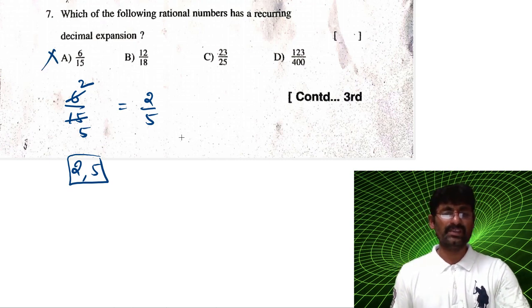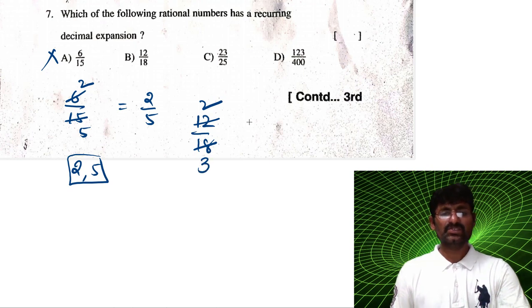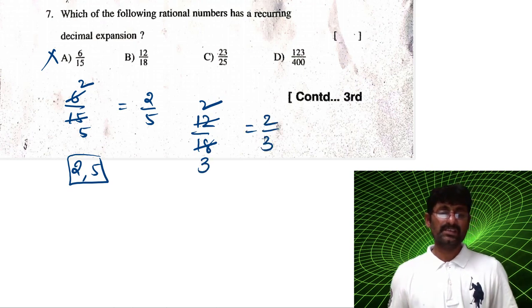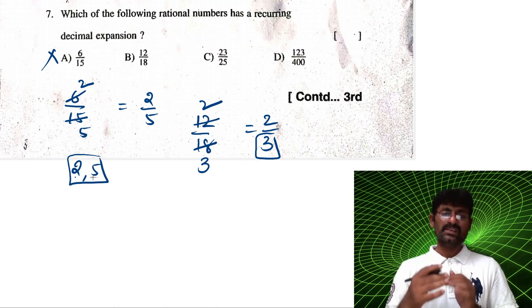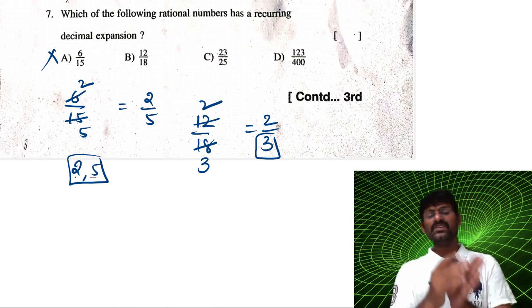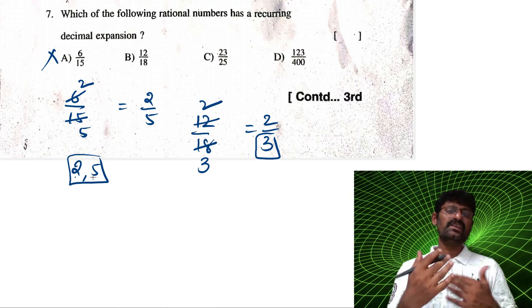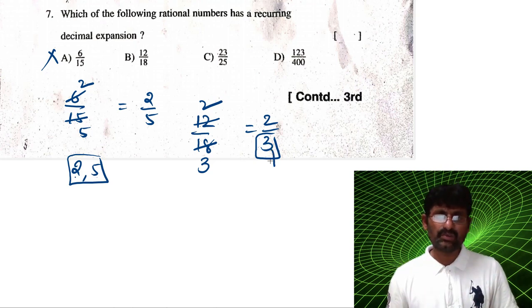Now let us go to B. So 12 by 18. We can cross out these 2 by 6. 6 times 2 and 6 times 3. So 2 by 3. Here in the denominator we have 3. If we have 2 or 5 in the denominator, then it is a terminating decimal number. If any number is there other than 2 and 5, then it is a recurring decimal expansion. So here clearly we have 3.